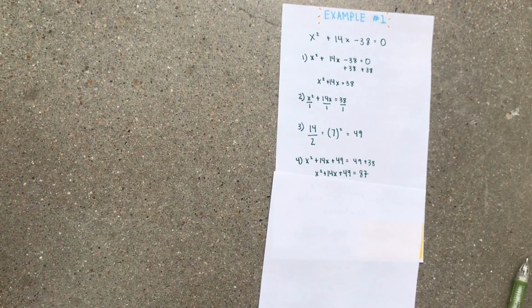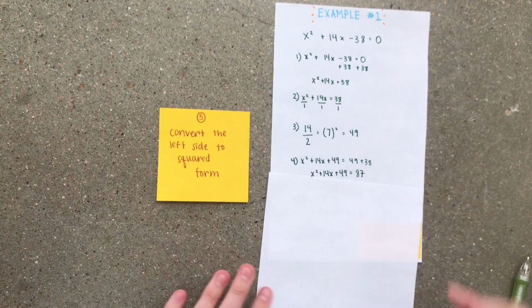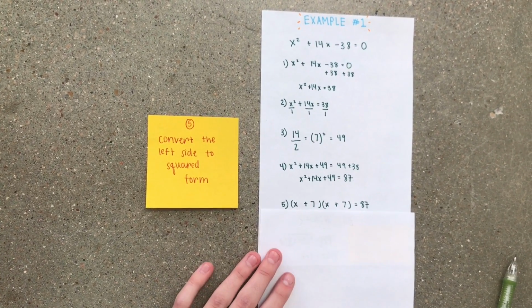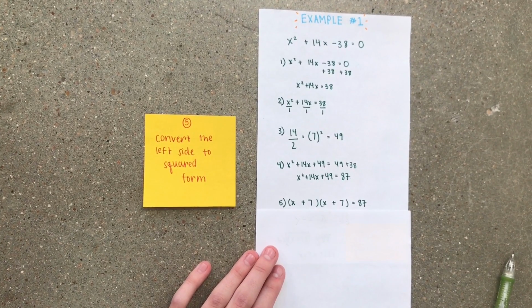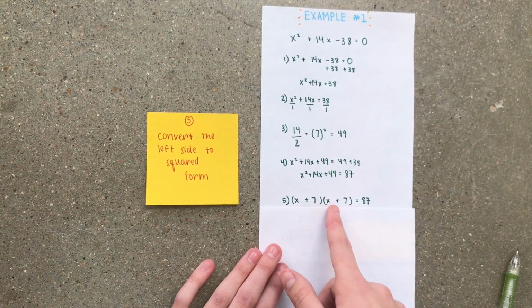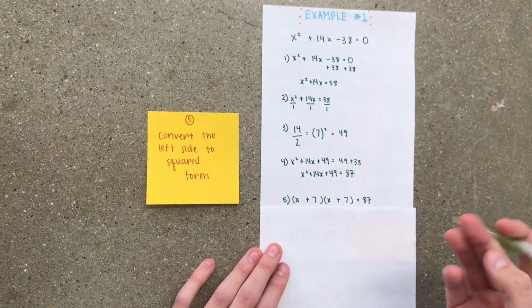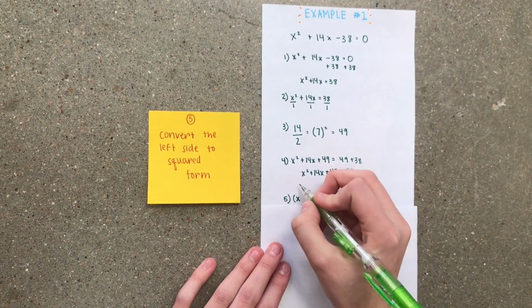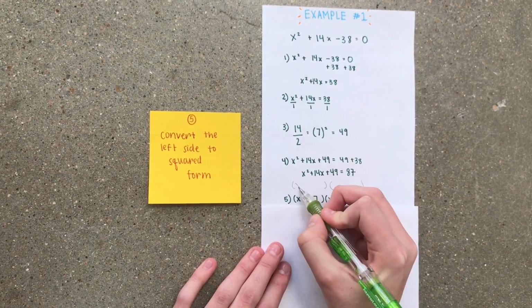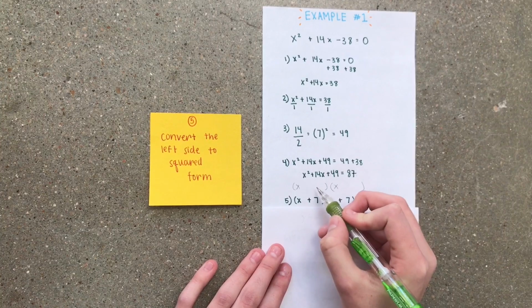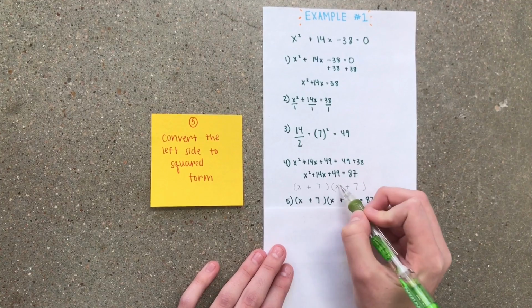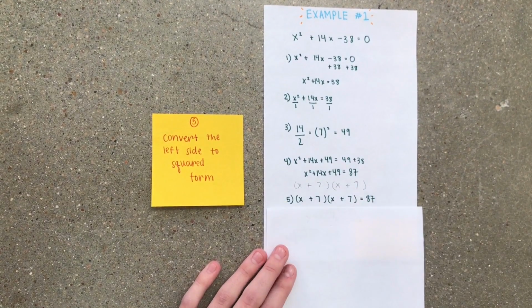Okay, so on to step 5, we're going to be converting the left side to squared form. So we have x squared plus 14x plus 49, and we're basically just factoring. And so we get x plus 7 times x plus 7 equals 87. How we did this is we took this formula right here, and we said x times x equals x squared. And then we said 7x and 7x make 14x, and then 7 times 7 equals 49.